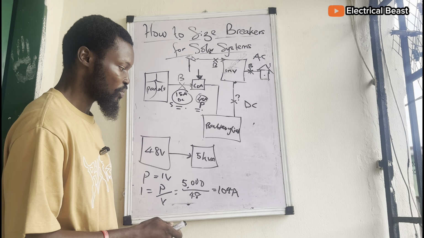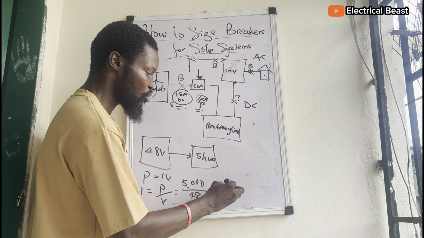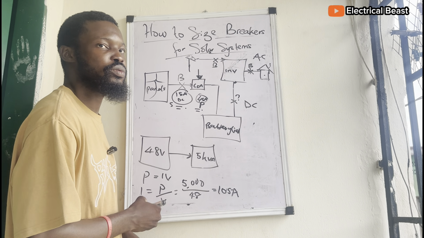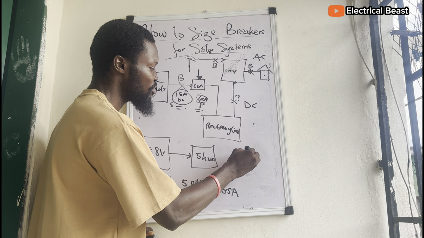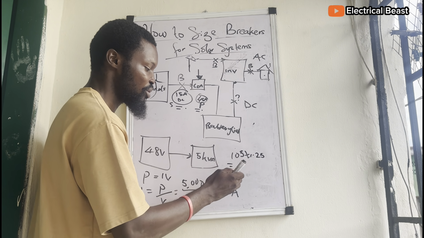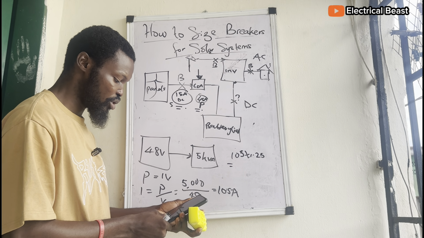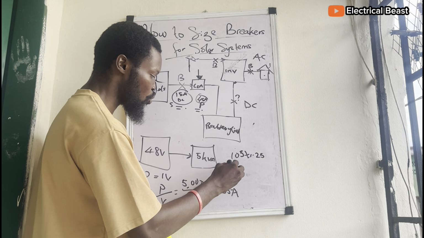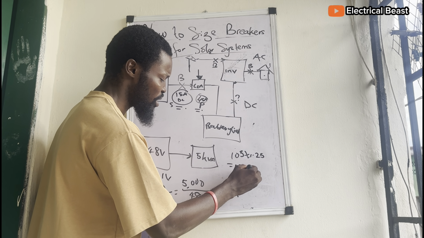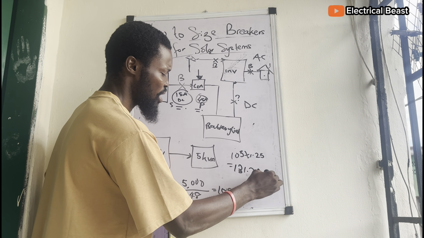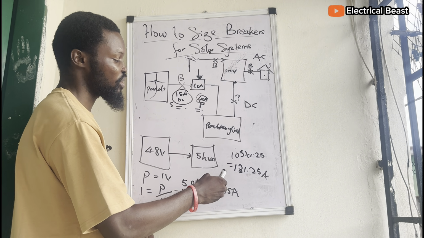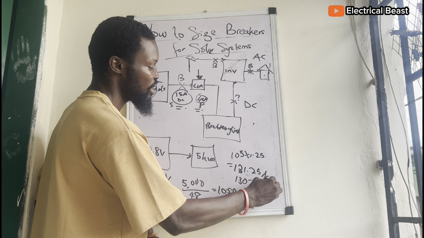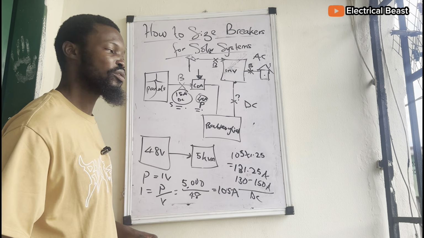So let's go with these 104 amps. Let's just round off to 105 amps. You're also going to multiply by the safety factor of 1.25. So 105 times 1.25 results in what? Let's do the calculation together. 105 times 1.25 is 131.25 amps. So it means we are supposed to be getting close to 130, between 130 to about 150 amps breaker DC thereabouts for the battery side.